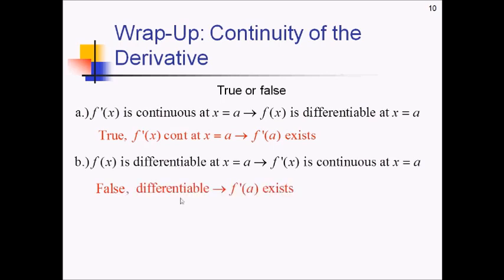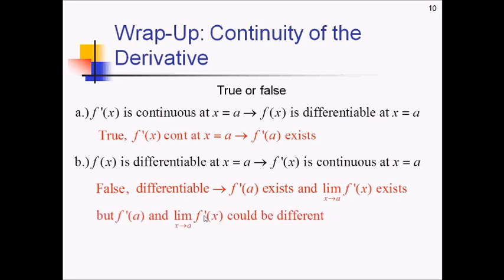Differentiable means that f prime of a exists. It also means that the limit of f prime exists because you're approaching the same limit from the left and the right. However, these two things existing doesn't actually mean they match up, which is what we need for continuity. F prime of a and limit of f prime could be different. You could have a removable discontinuity in the derivative, and it would still count as being differentiable.